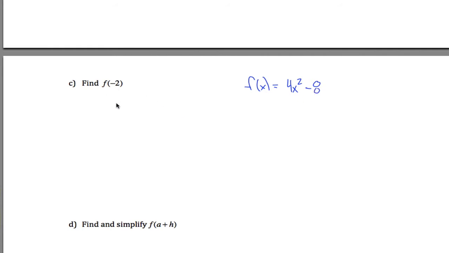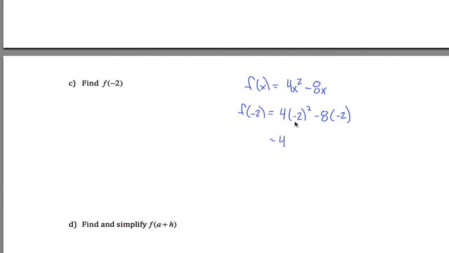So when it says find f of negative 2, the big challenge is knowing what that notation means. What it means is you're replacing all the x's in this equation with negative 2's. You're putting negative 2's into this machine. So instead of x, I got negative 2 here. I changed this x and this x both into negative 2.